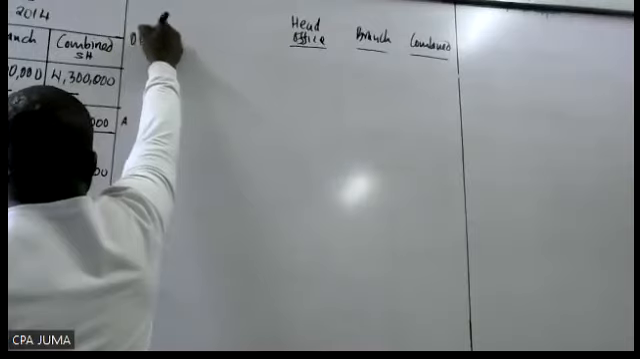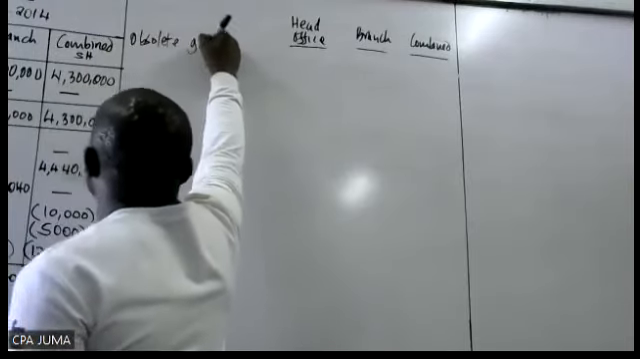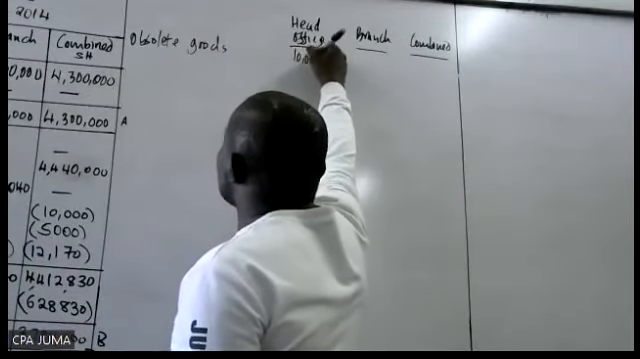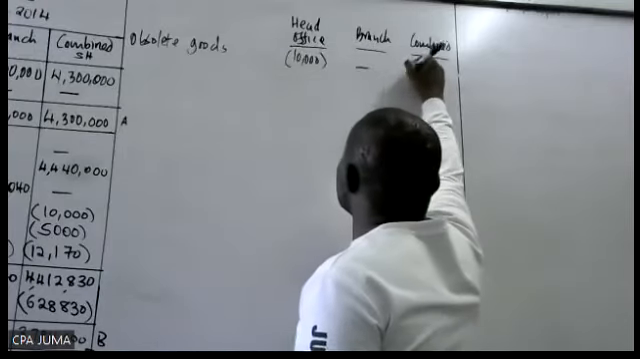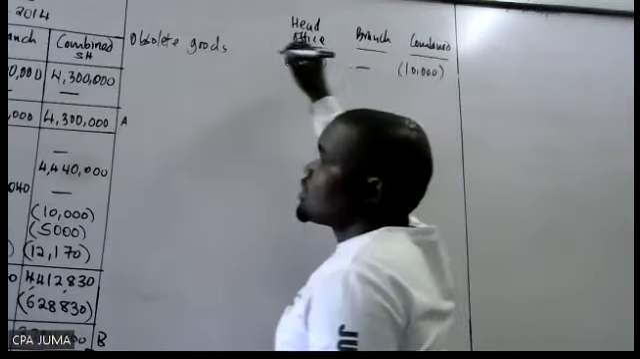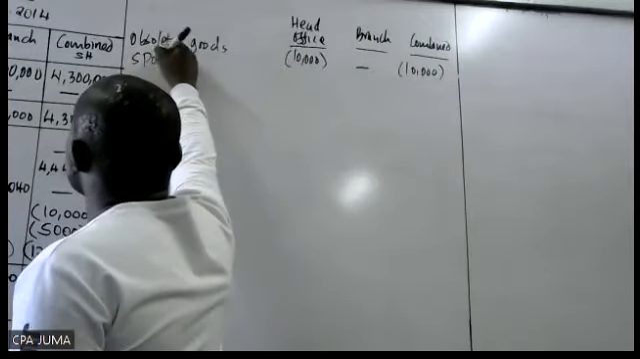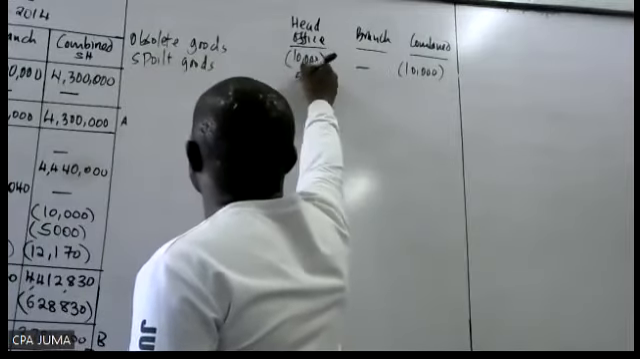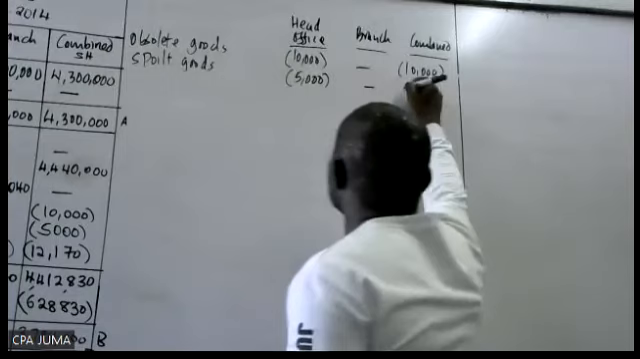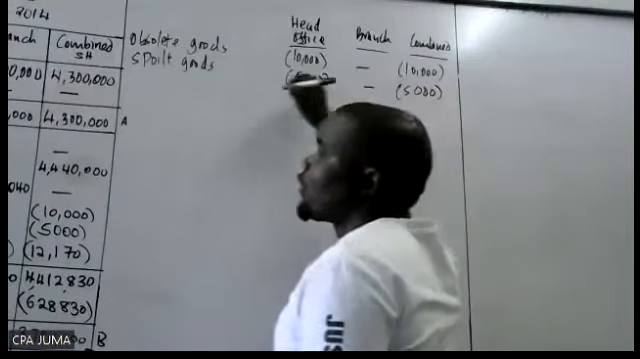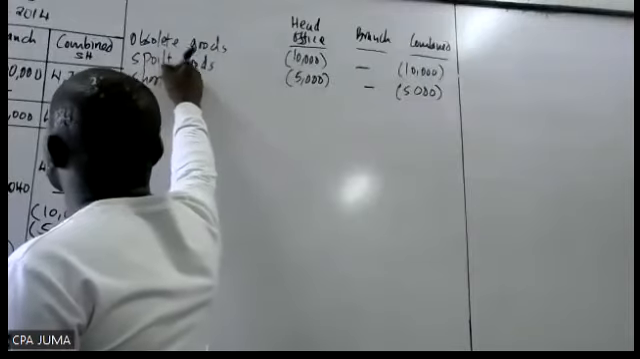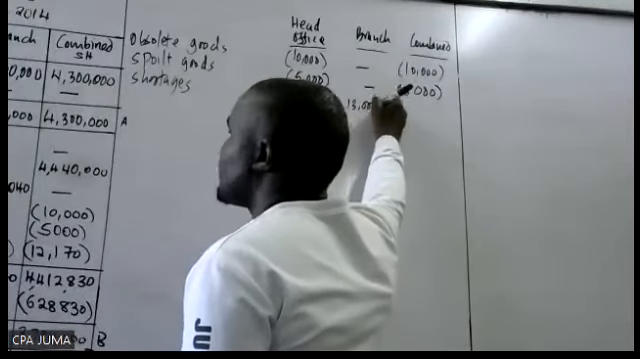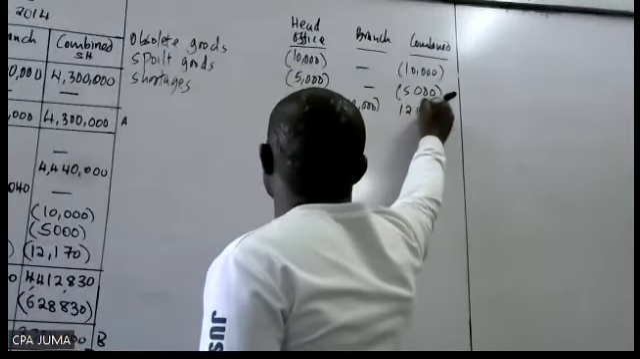So obsolete goods, that is 10. You subtract also 10. You subtract spoiled goods. These are expenses. 5. Shortages, 13. 12,170.